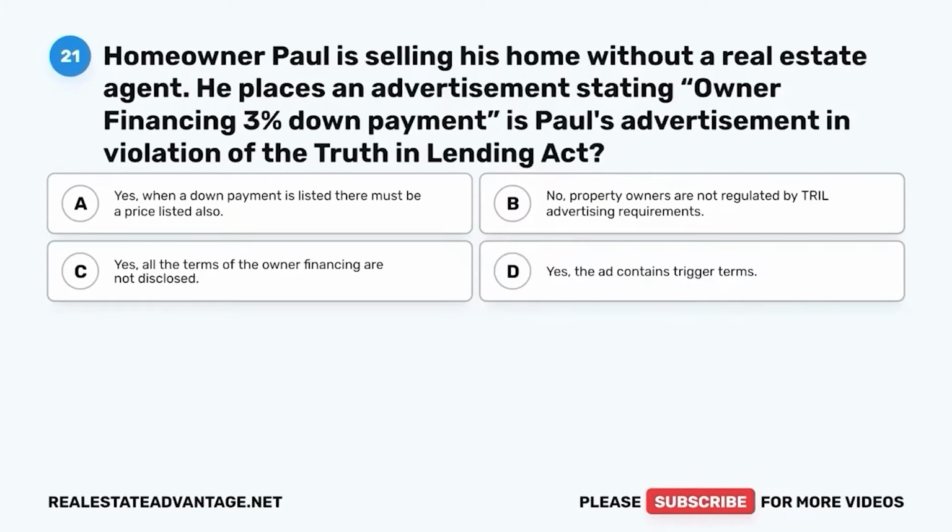Question 21. Homeowner Paul is selling his home without a real estate agent. He places an advertisement stating, "Owner financing 3% down payment." Is Paul's advertisement in violation of the Truth in Lending Act? A. Yes. When a down payment is listed, there must be a price listed also. B. No. Property owners are not regulated by TILA advertising requirements. C. Yes. All the terms of the owner financing are not disclosed. D. Yes. The ad contains trigger terms.